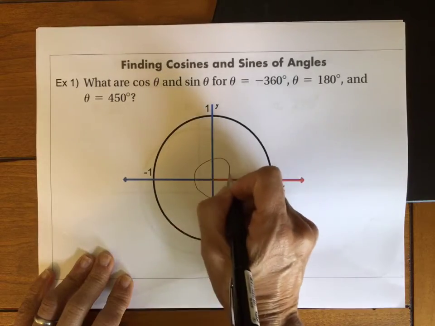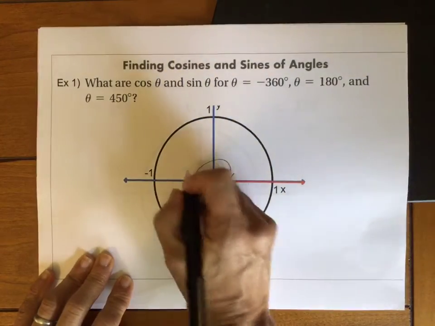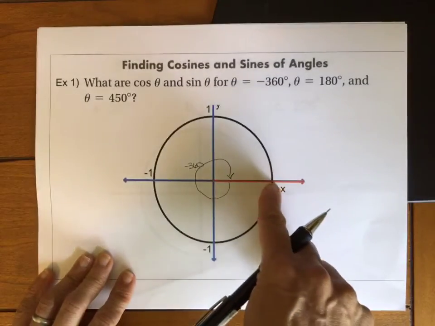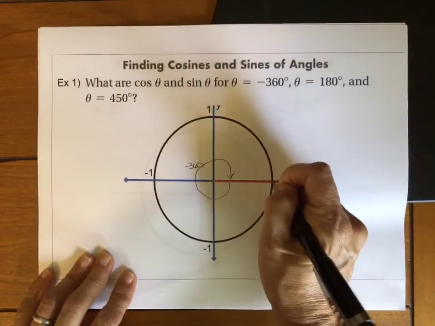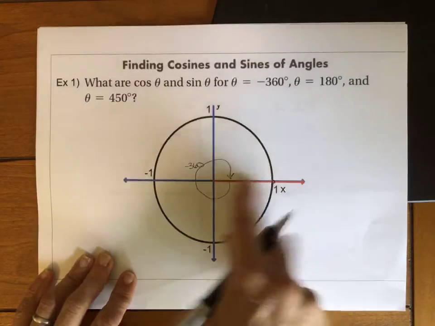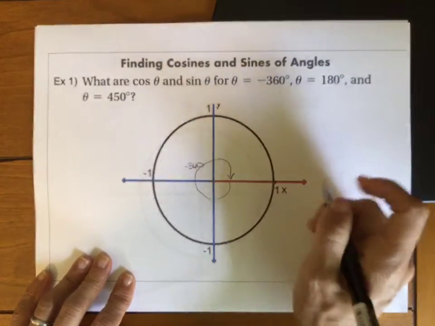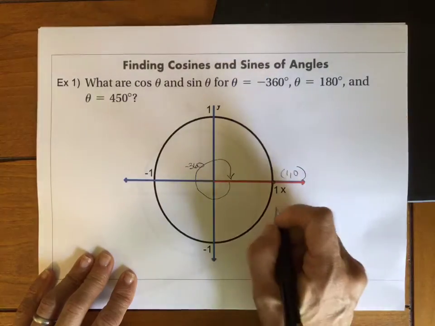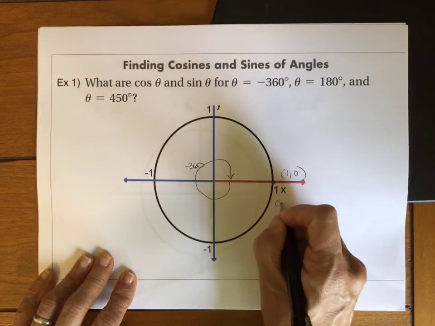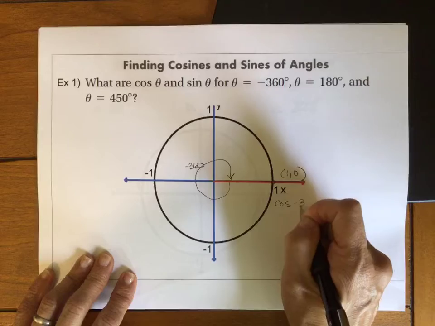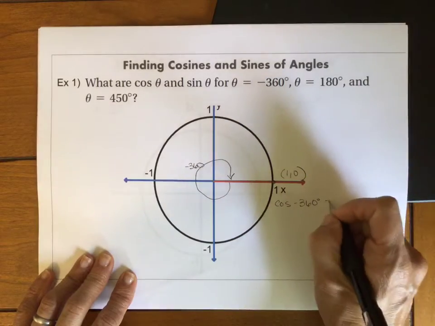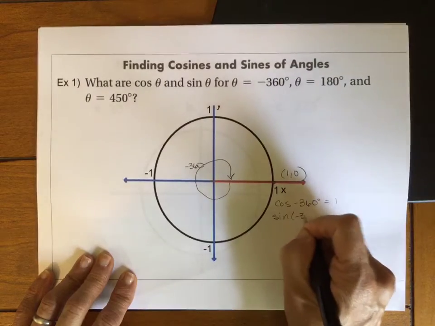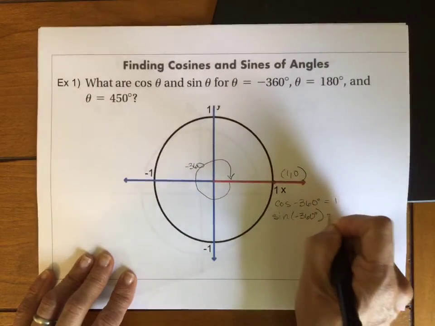So here, this would be my negative 360. So I'm all the way back to where I started from at my initial side. And if my radius is 1 on a unit circle, then I know my point here is 1, 0. Or I know that cosine of negative 360 must be 1, where sine of negative 360 must be 0.